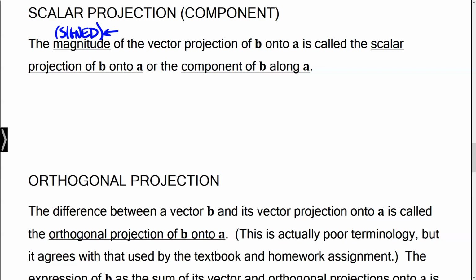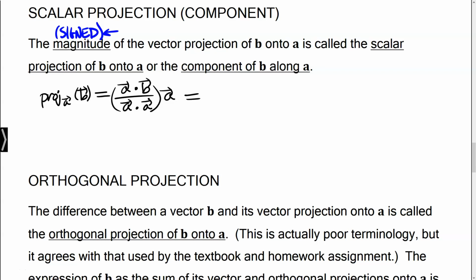What do we mean by signed magnitude? Well, it means if it's pointing in the direction of A, then it's going to be positive. If it's pointing the opposite direction, it's going to be negative. So it's the magnitude up to plus minus sign. So to see what this should be, let's look at the formula for the vector projection times A. So what I'm going to do here is separate out a unit vector.